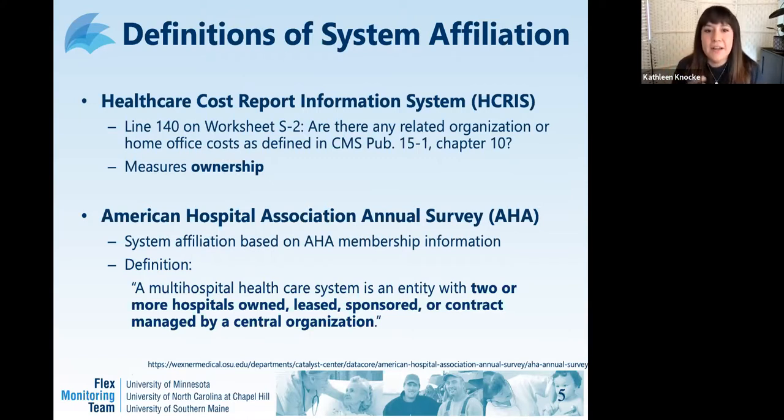In the American Hospital Association annual survey, there is system affiliation information on the membership file from the hospital association side. That one includes more information: two or more hospitals owned, leased, or sponsored, or contract managed by a central organization. So beyond ownership, it adds in this extra piece of contract management.